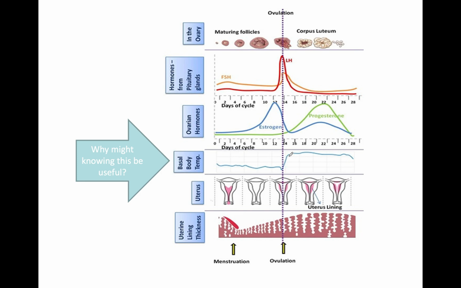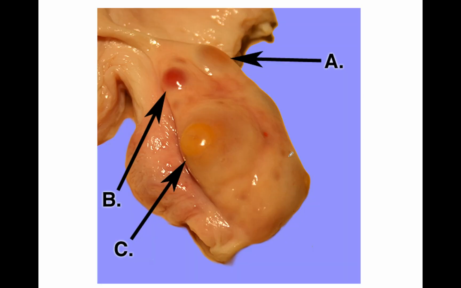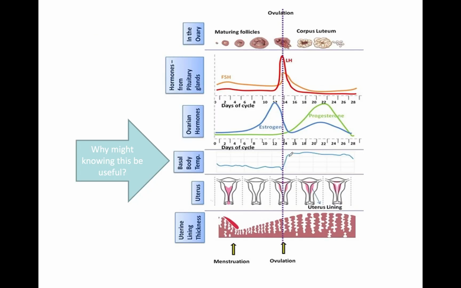Question here, why might knowing this be useful? Well, it has been used as a method of contraception, but I wouldn't say it's the most reliable method of contraception. There are apps that you can get on your phone to monitor that. Perhaps it's more beneficial to know if you want to get pregnant that there will be an increase in basal temperature after ovulation.